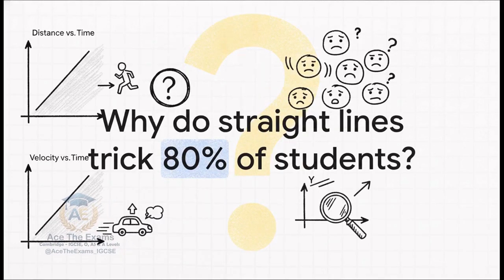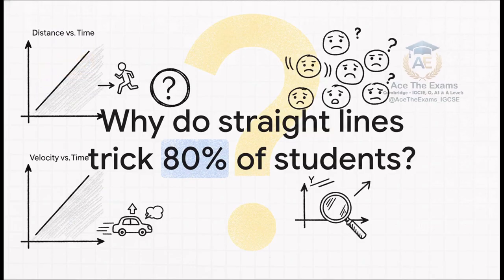Which leads us to a kind of absurd question, right? Why do simple, straight lines on motion graphs trick like 80% of students? I mean, it's just a straight line. But the specific trap almost everyone seems to fall into is just failing to check the y-axis. Students constantly, and I mean constantly, mix up distance-time graphs with speed-time or velocity-time graphs.